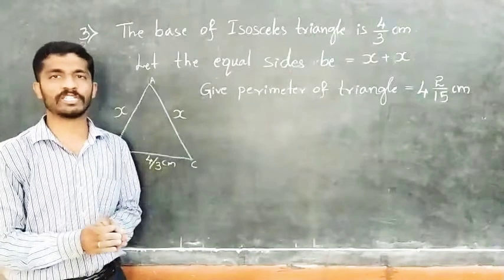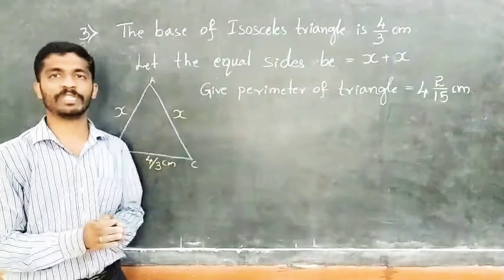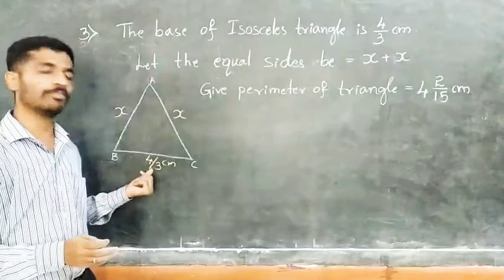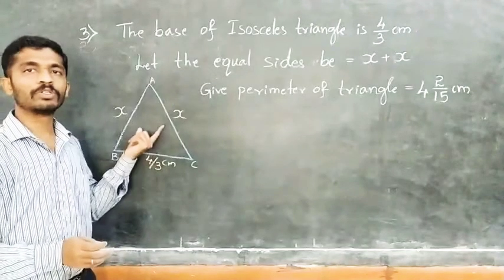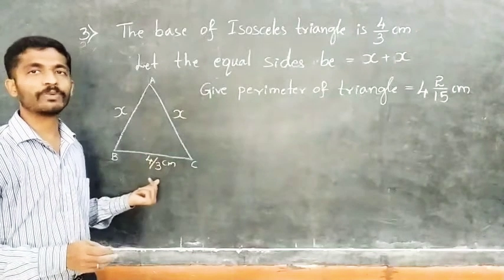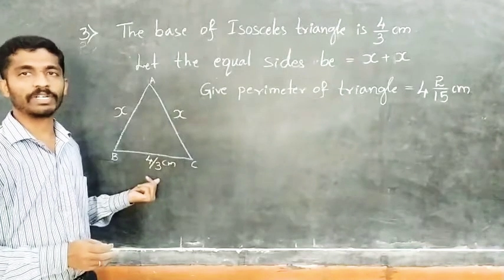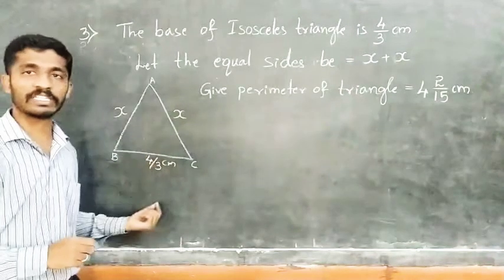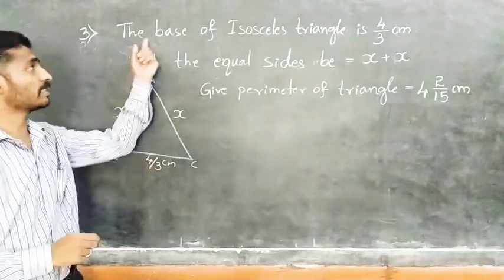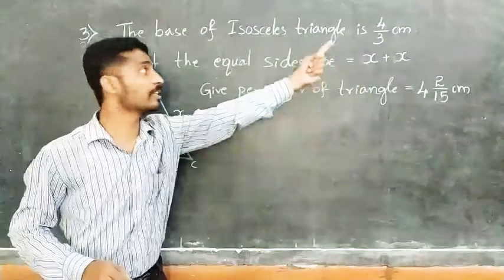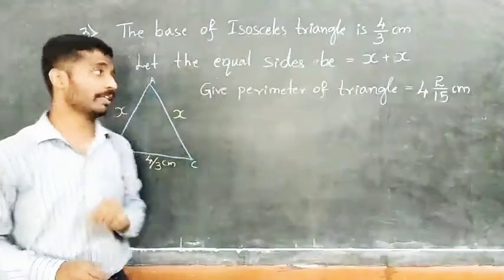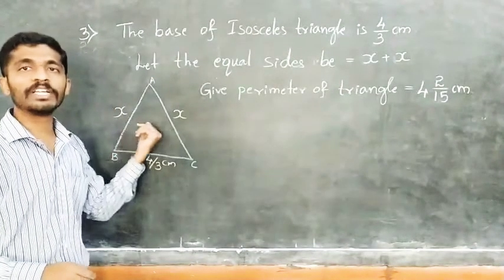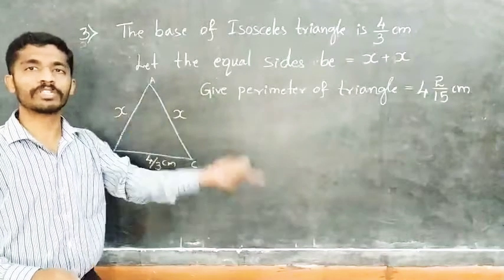Third question, they have given an isosceles triangle. What do you mean by isosceles triangle? An isosceles triangle means there are two equal sides with one base. So that triangle we can call an isosceles triangle. In that isosceles triangle, they have given the base. The base of the isosceles triangle is 4 by 3 centimeter. Okay, so they didn't give the equal sides. We have to find those equal sides.